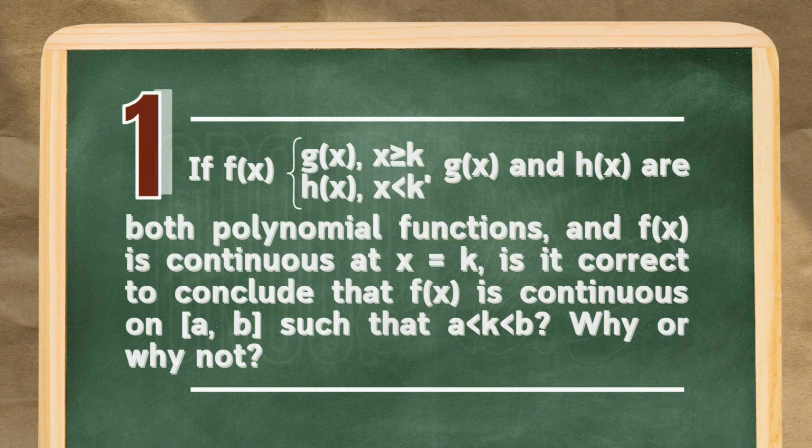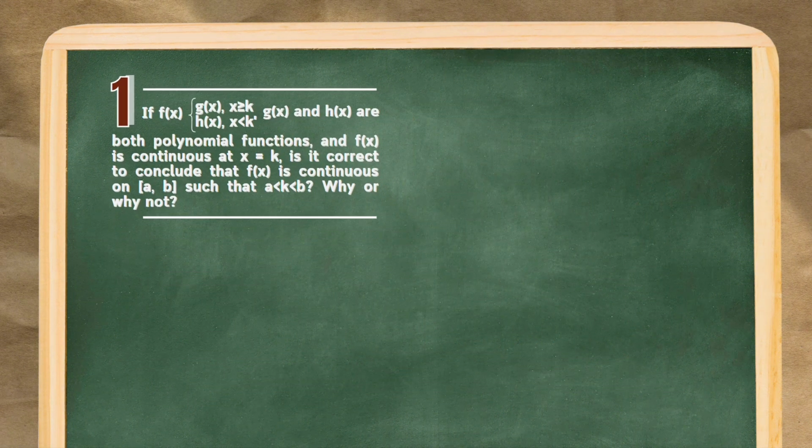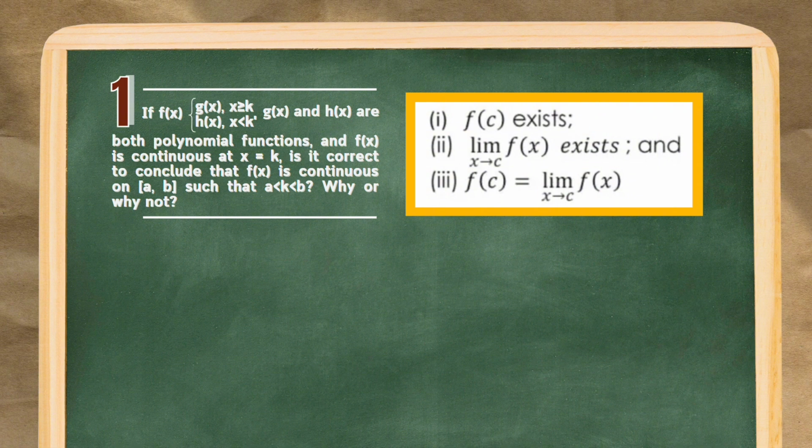Why or why not? We have three conditions to satisfy to prove if it is continuous. First, f of c needs to exist. Second, the limit of f of x as x approaches c needs to exist. And last, f of c is equal to the limit of f of x as x approaches c.